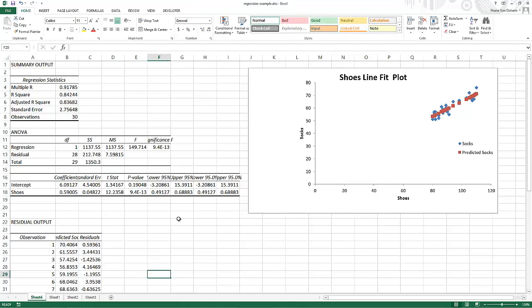So that's the end of this example. I hope it was useful for you.